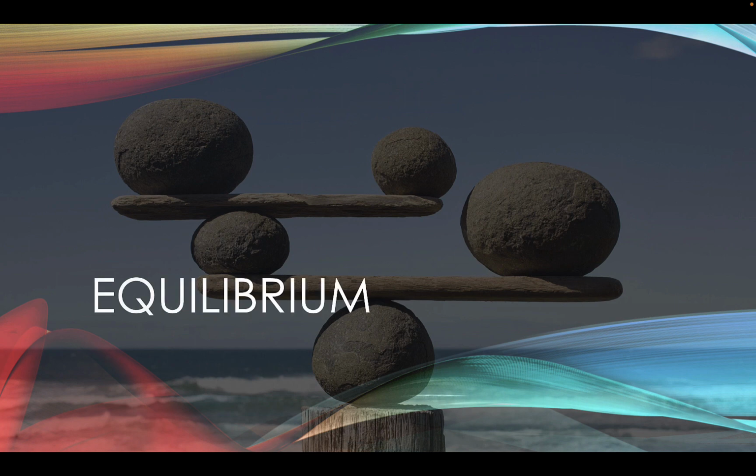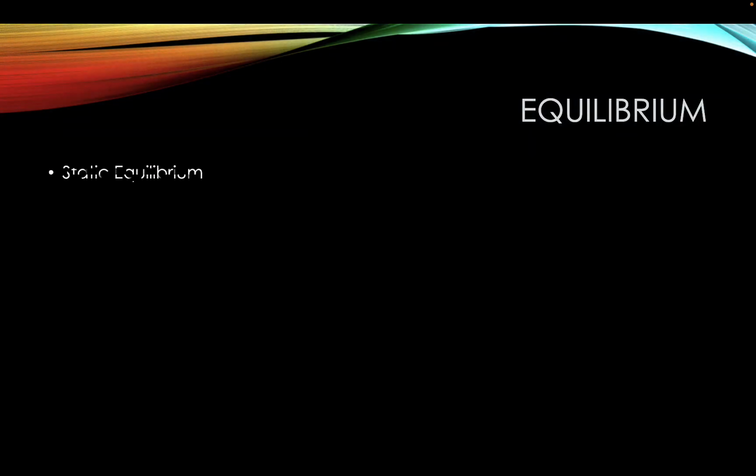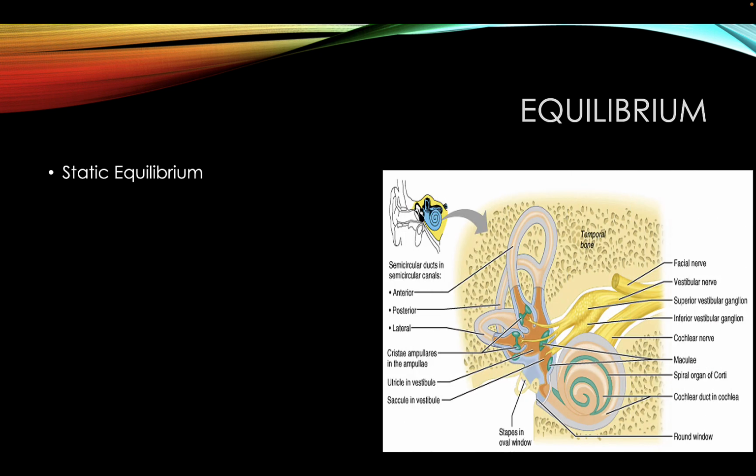Now, the next part is equilibrium. And so in the cochlea, we have the ability to perceive static equilibrium and also dynamic equilibrium. So this inner ear has two portions to it. We have the area here, which has the cochlear duct in it, and then we have this area here, which is going to help us to perceive static and dynamic equilibrium.